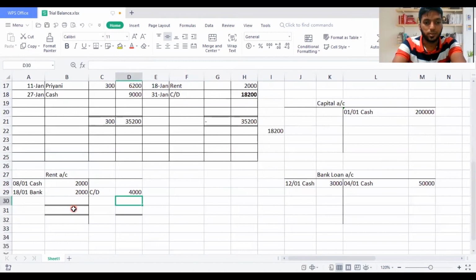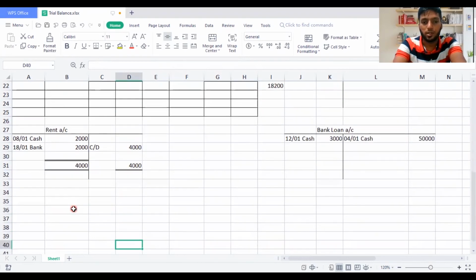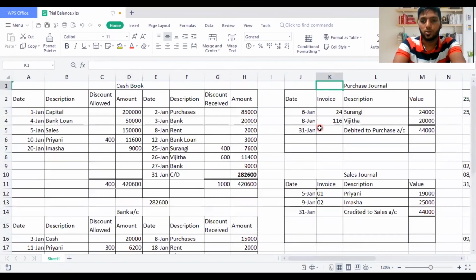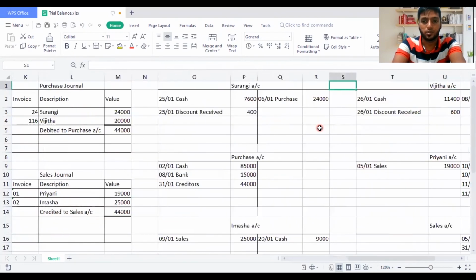I hope my adjustments are correct. Hope it has. Then we move on to one by one. Let me start with the other side of the accounting. What do we have? We can go on to the next big sums adjustment, Surangi.